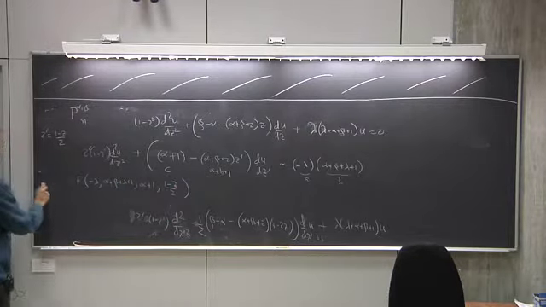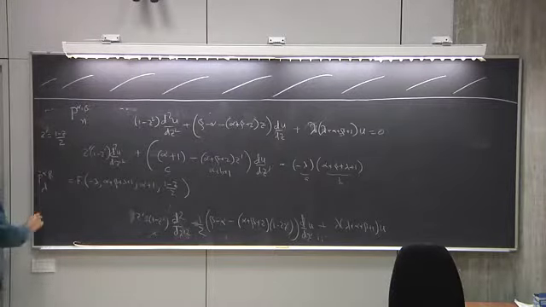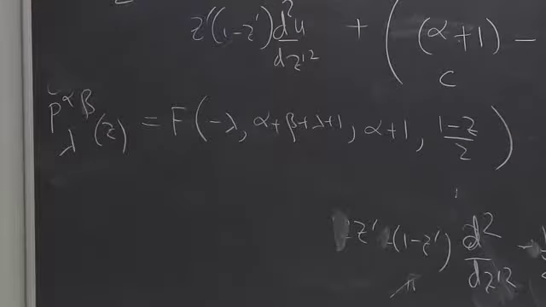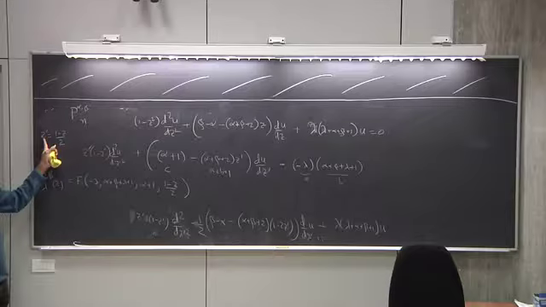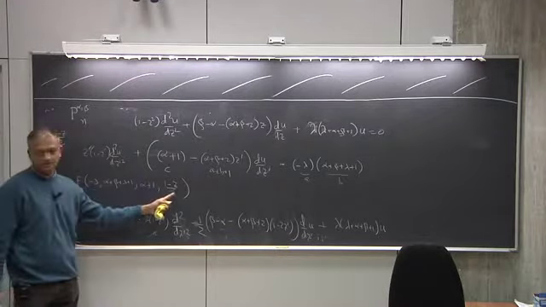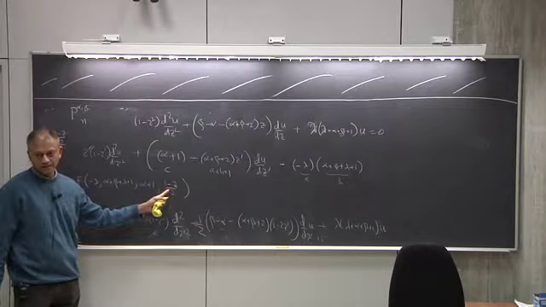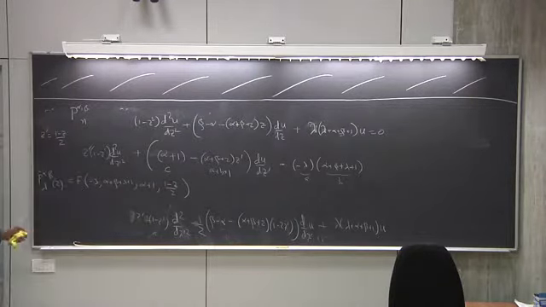So the claim, therefore, is that this is simply P alpha beta lambda equal to that. This is one of the solutions. This solution is analytic at z prime equal to 0, which means it is analytic near z equal to 1.